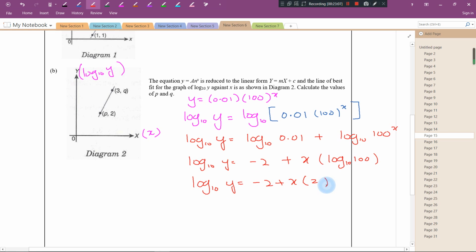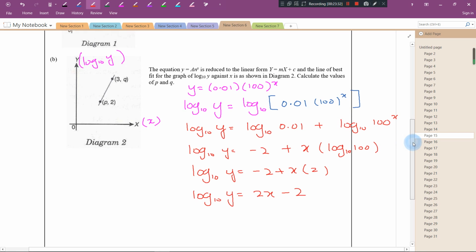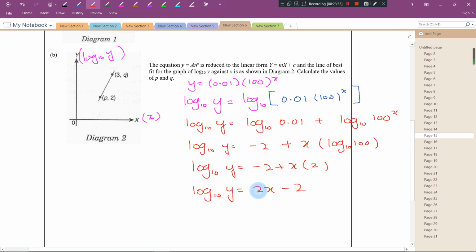X times 2. So in order to make it easier to get the value of gradient and y-intercept, I rearrange all this term nicely in the form of y equal to mx plus c. Okay, so let me check correct or not. Log base 10 of y equal to 2x minus 2. Okay, correct. So from here I know that the gradient is equal to 2 and the y-intercept is equal to -2. Calculate the value of p and q.